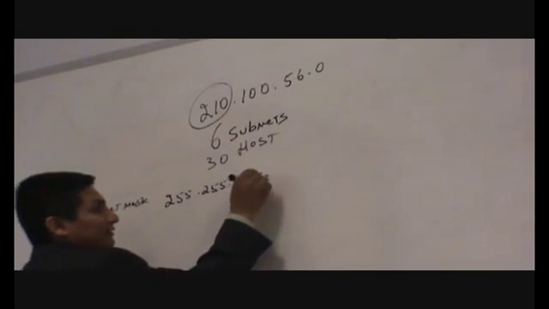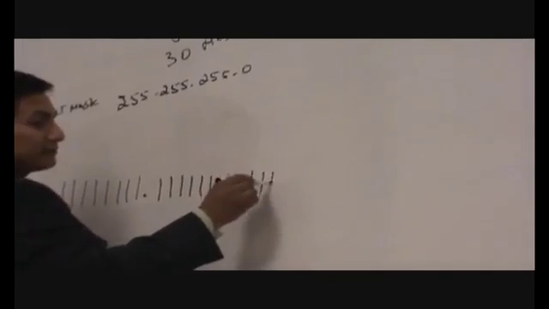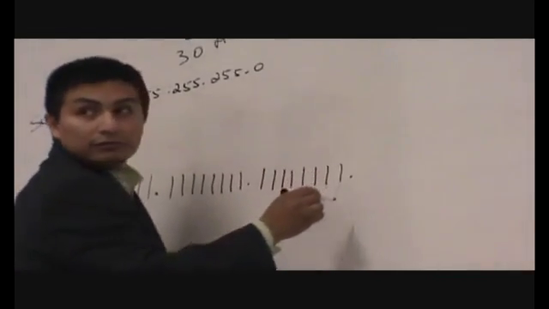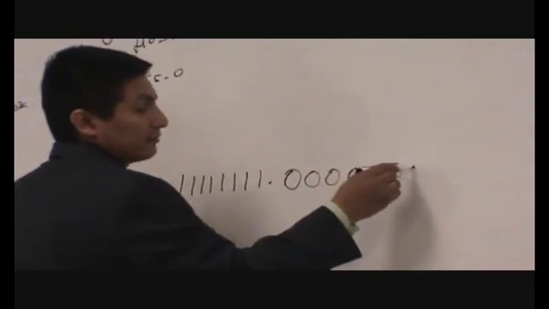255.255.255.0. And then I'm going to write it in binary form. 1, 2, 3, 4, 5, 6, 7, 8. 8 bits for 1 byte representing that octet, 255. That 255. That 255. All right.